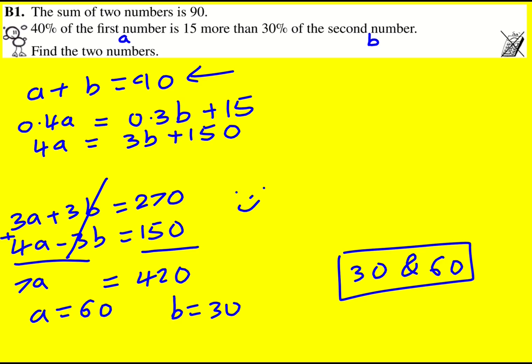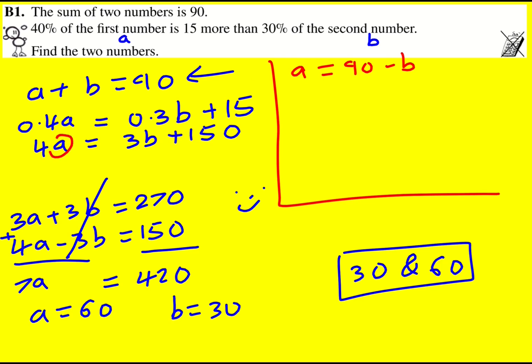Now, very quickly, I'll talk through an alternative way of doing it. Why not? So I could make, for example, either A the subject or B the subject of this equation here at the top one. So I'm going to say that A is equal to 90 minus B. And because that is A, I can actually replace this A by it, because we're interested in them having the same value in both equations. So I can write down 4 times 90 minus B. And that is equal to 3B plus 150.